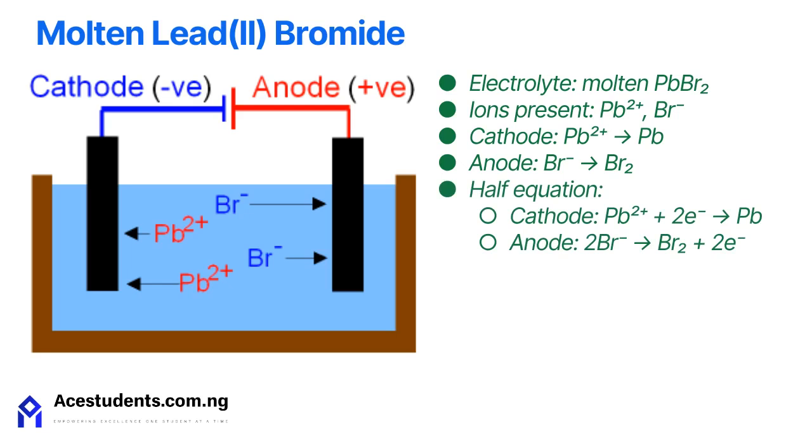The half equation at the cathode is lead 2+ plus 2 electrons gives lead. At the anode, 2 bromide ions form bromine gas plus 2 electrons.